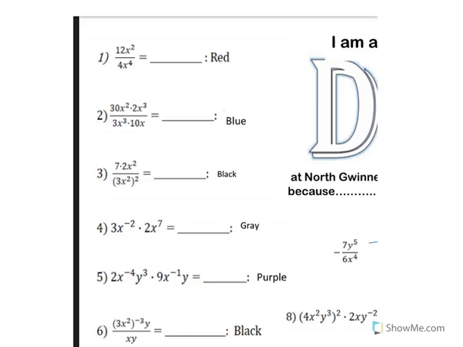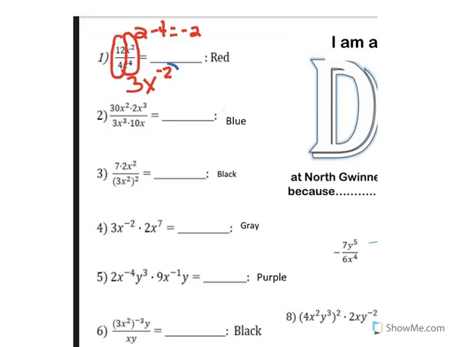Okay, so you should have looked at these and said, I can't distribute any of them, there's nothing to combine, so I'm going to put them in columns. Now I have my number column and my x column. I can divide the numbers: 12 divided by 4 gives me 3. Then I subtract the exponents, because when you divide, you subtract the exponents. So 2 minus 4 gives me a negative 2, so I'm going to put x to the negative 2 power.